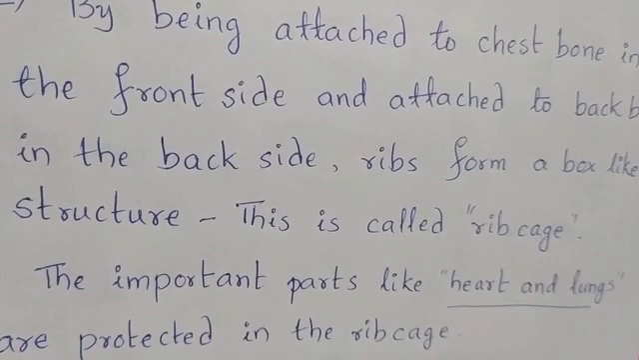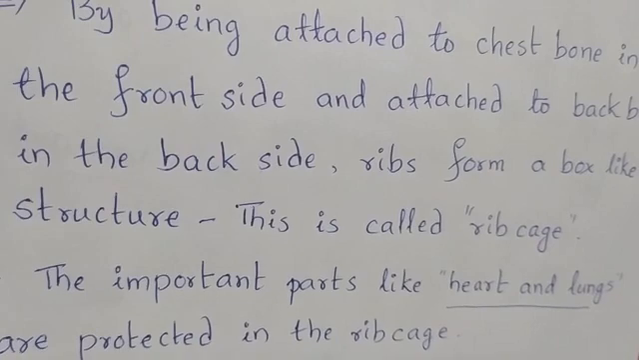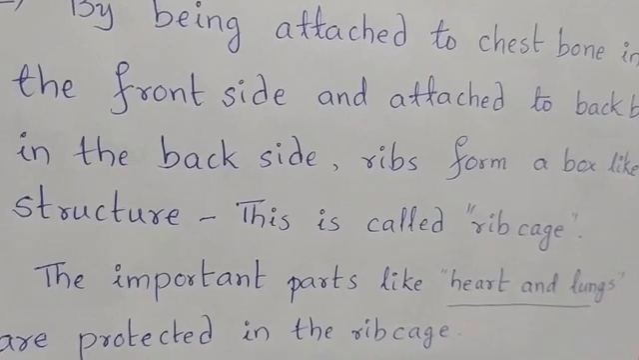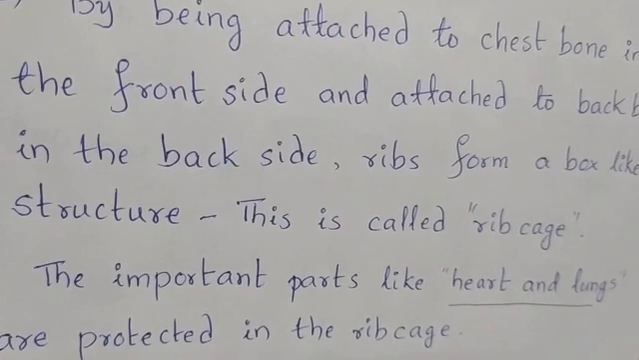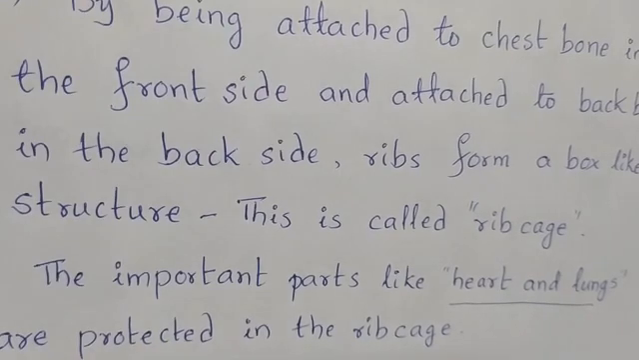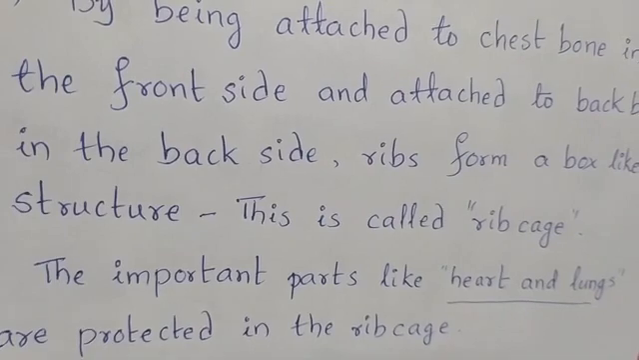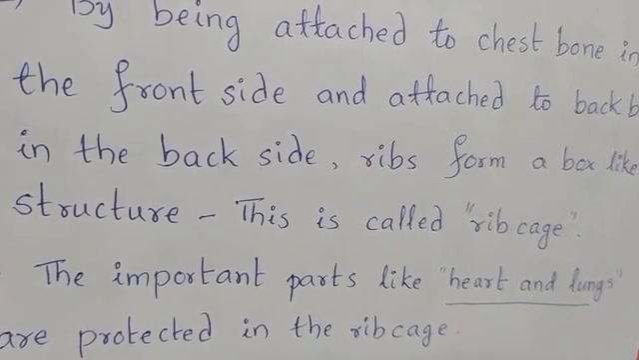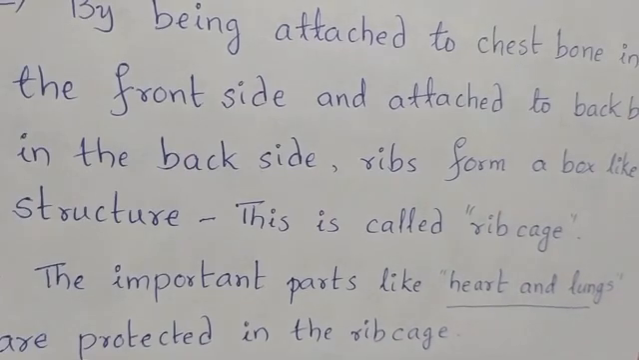And these parts are very sensitive, and we may be exposed to many external pressures. Since these two parts are very important and sensitive, they have to be protected. Something which is very important as well as sensitive needs more protection. Lungs and heart are very important for our survival as well as sensitive. So they are protected in the box-like bony rib cage. That is the usefulness of the rib cage.